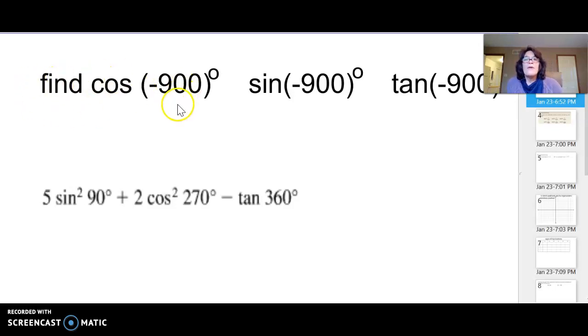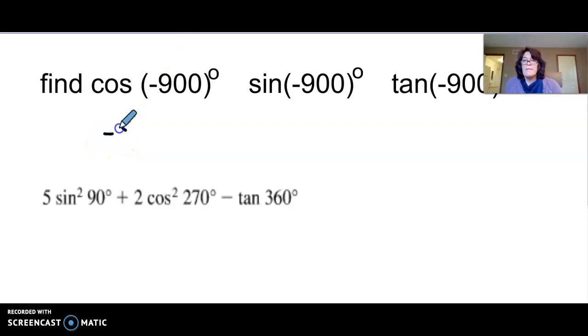What if I wanted to find the cosine of negative 900 degrees? We're going to have to use what we learned about coterminal angles, right? Negative 900 degrees is coterminal with what? Let's take negative 900 and add 360 a few times and see what you get.